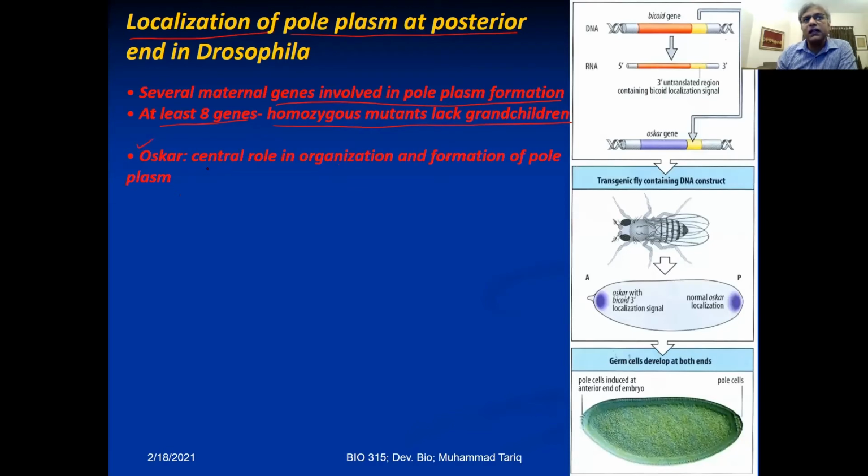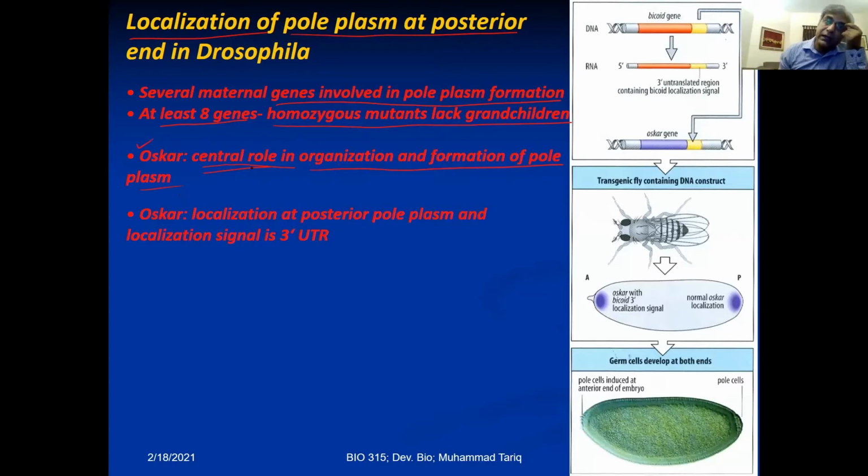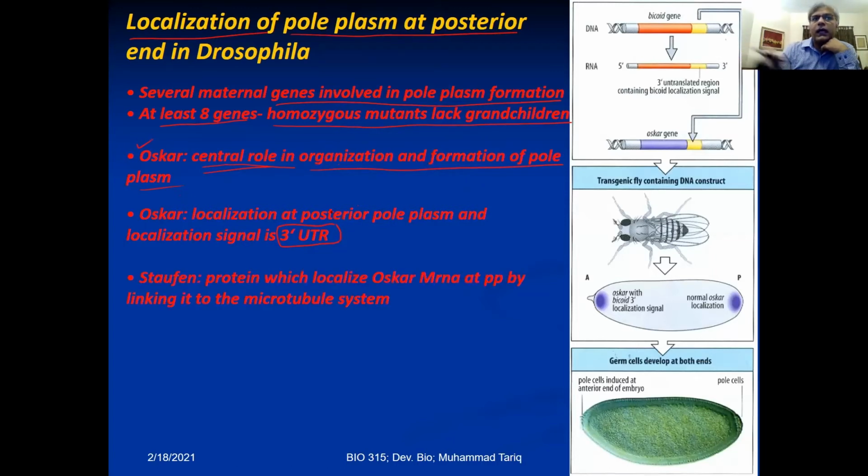OSCAR plays a central role in organization and formation of pole plasm. The localization of OSCAR at the posterior pole plasm relies on its 3' UTR. And there is a protein called Staufen. Staufen is a protein which localizes OSCAR messenger RNA at the posterior pole, at the pole plasm, through linking. So Staufen protein links the mRNA for OSCAR with the microtubule system at the most posterior end, which is the pole plasm.